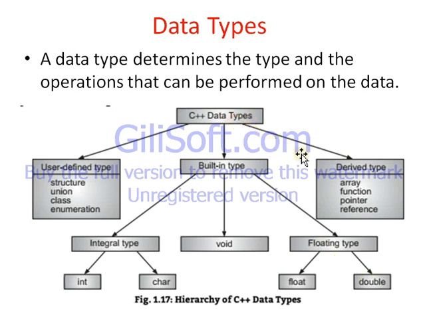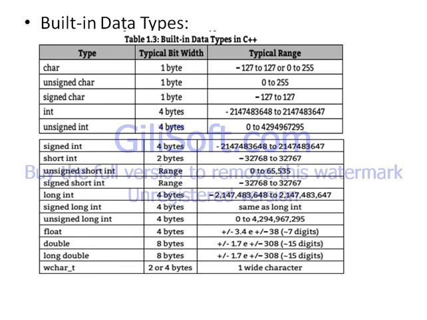And the last type is derived type. In derived type, there are array, function, pointer and reference. These are the different types of data types present in the C++ language. First, we will see the built-in data types.